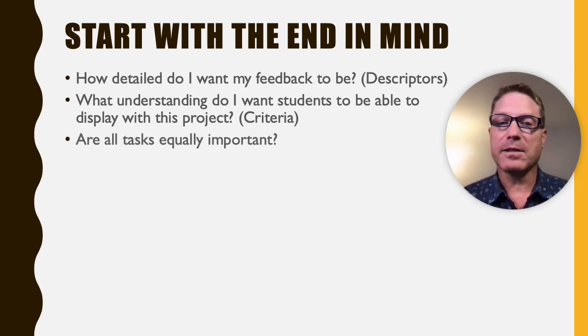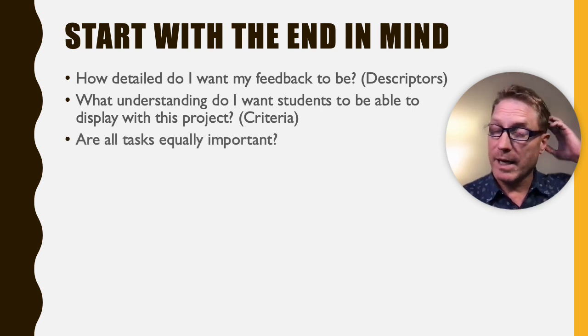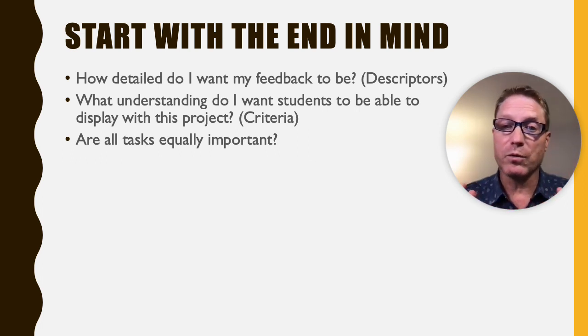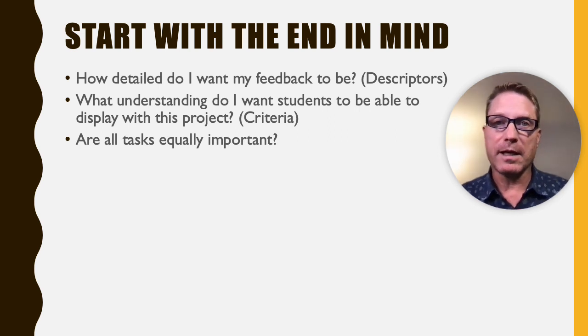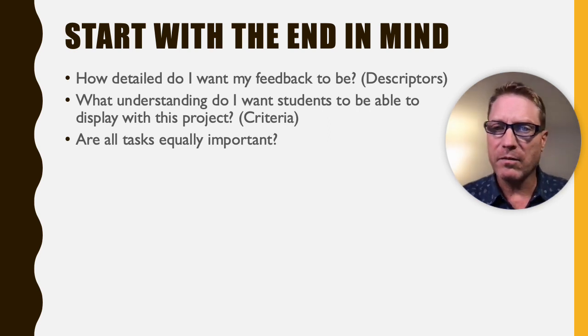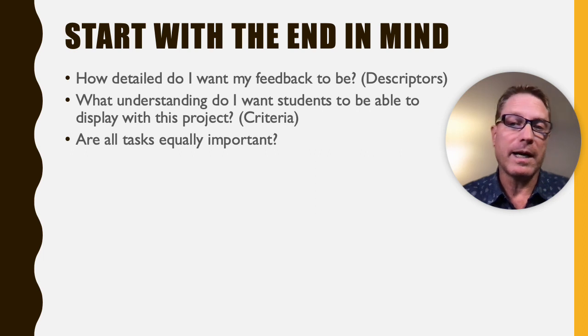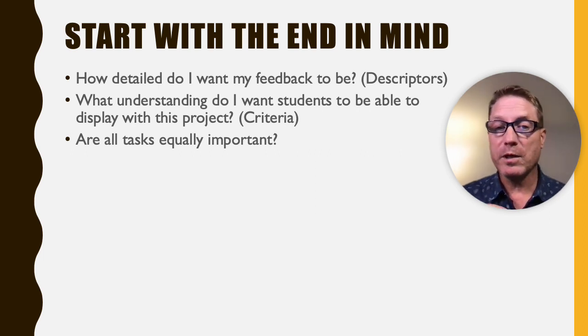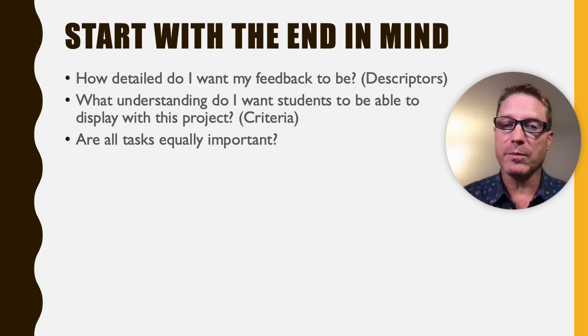Are all the tasks equally important? Okay, so back in the example, there was a row for organization and one for presentation. You might decide that the organization of the project might be more important than how well it's presented. So you can weigh those rows differently, right? So maybe the presentation row will only get half the points, or you'll take the final score and divide it by 2 when you calculate the final grade. And again, you want to make that clear at the beginning of the project.